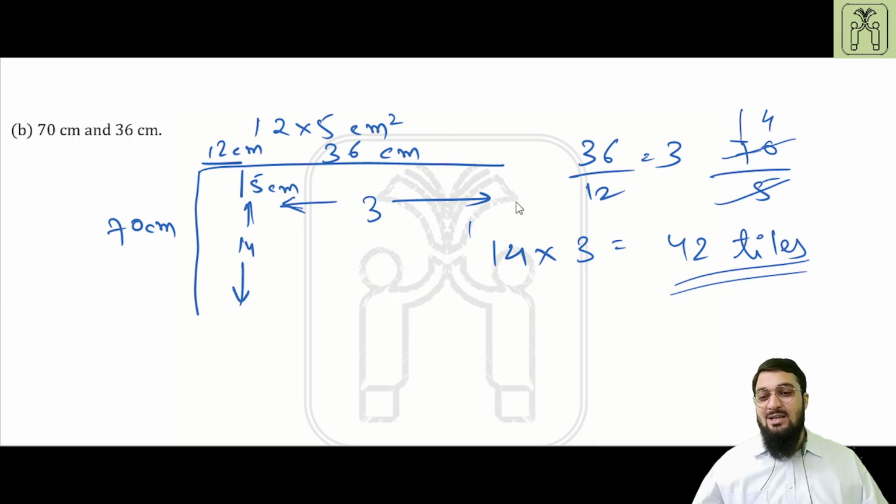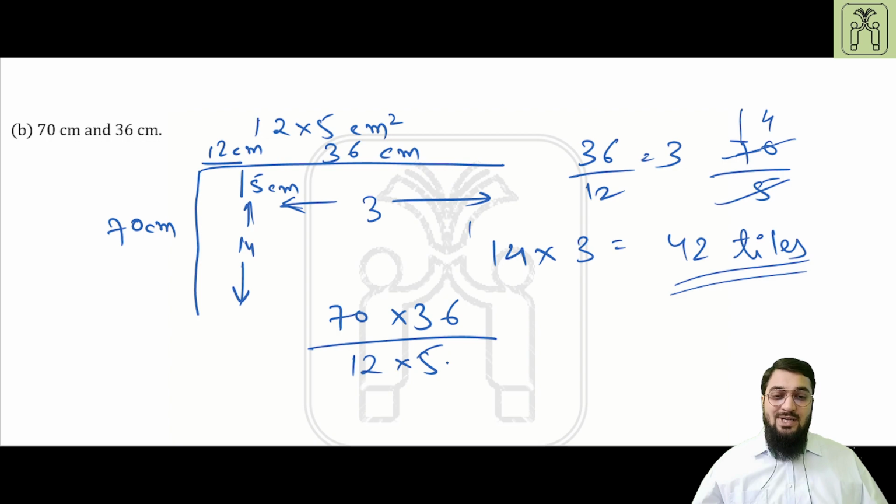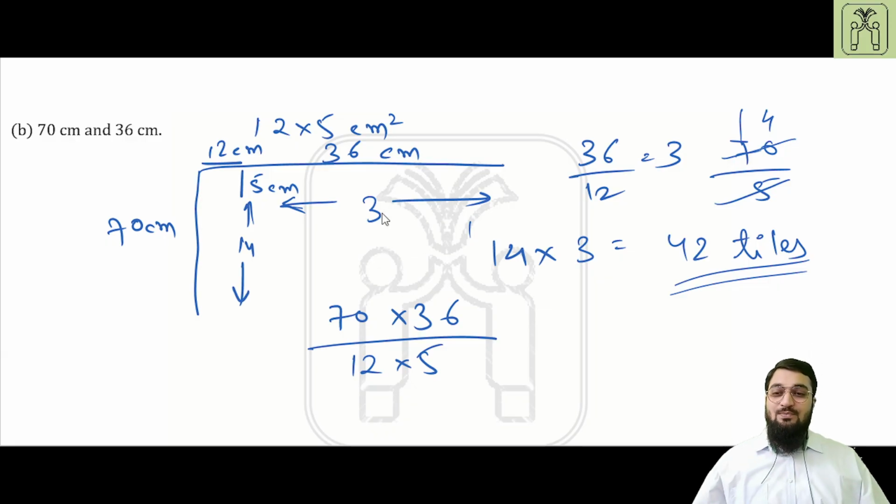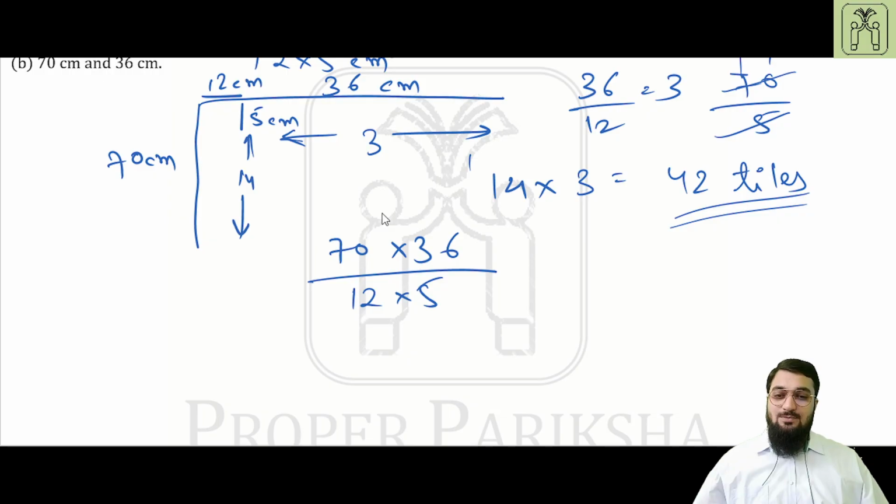Another way is that you will multiply 70 into 36 and divide by 12 into 5, and then you will get the answer. That is what we have done. We have divided 36 by 12 and 70 by 5, and the quotients which we got, we multiplied them together. Coming to the next question.